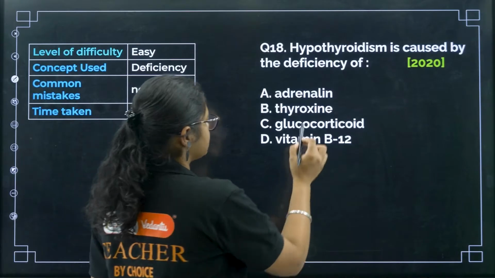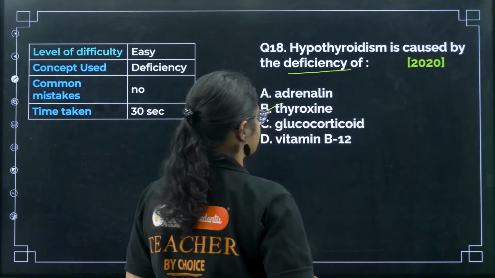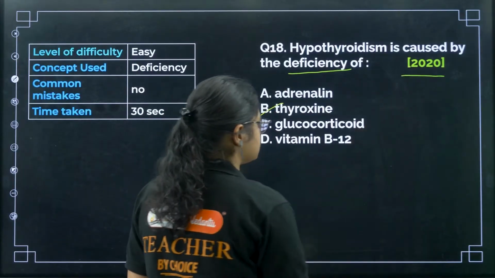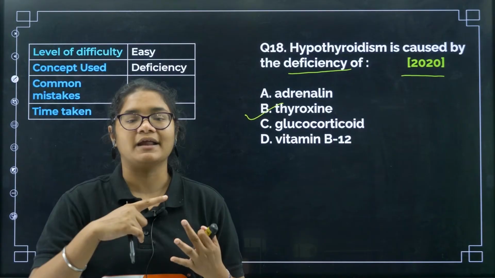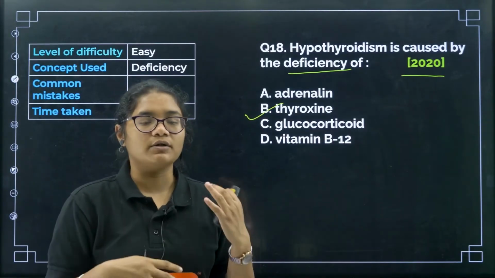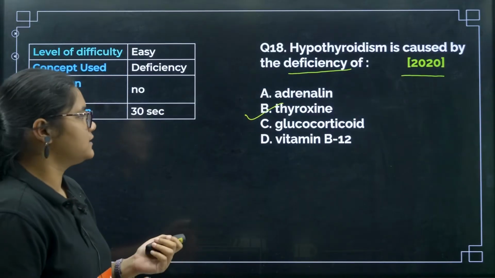Next, hypothyroidism is caused due to the deficiency of. So it is again due to the deficiency of thyroxine. This is a 2020 question, and it is also directly there in your book. So we have two cases, hypothyroidism and hyperthyroidism, based on the thyroxine level. So option number B will be the correct answer here.